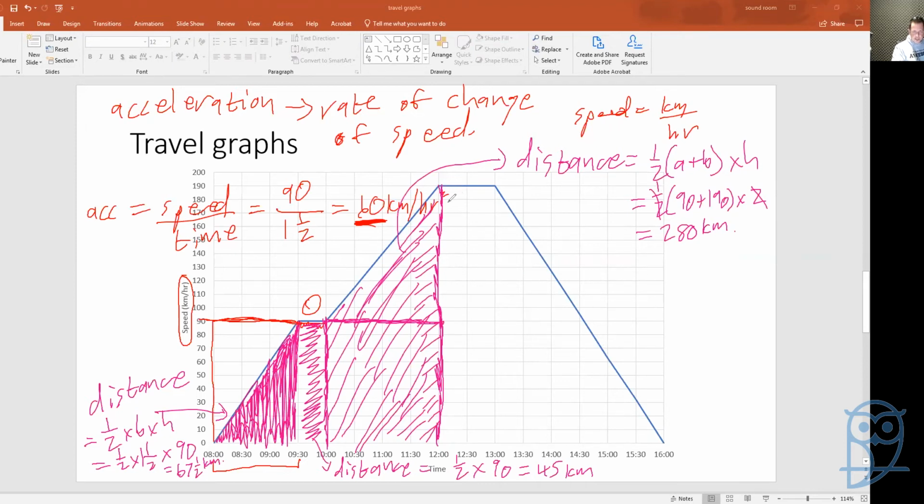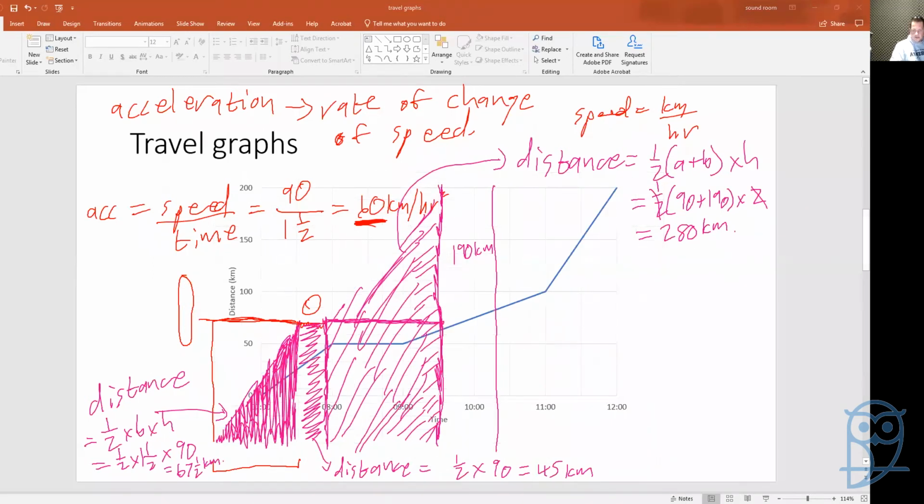So let us just quickly finish this off, and we can then calculate a distance here. The distance here of my rectangle is 1 hour by 190, which makes that 190 kilometers. And then this triangle over here, just block that out. This triangle over here is a half base times height. The base is 3 hours. The height is 190.